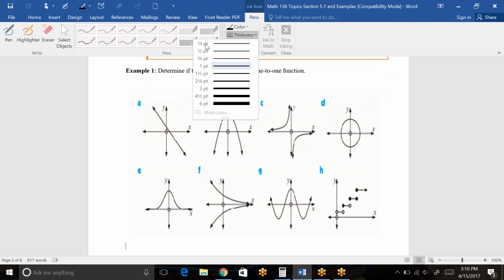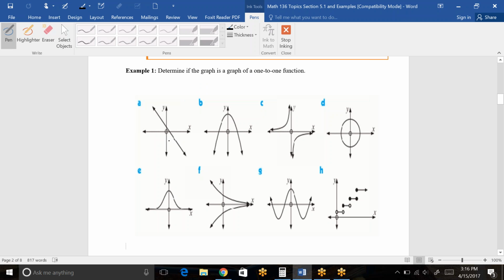This first one here is definitely a function. It passes the vertical line test. It also passes the horizontal line test. Each horizontal line crosses this line only once. So this one would be a one-to-one function. This one passes the vertical line test. Imagine drawing vertical lines all the way through. So this is part B. Each line would only cross the parabola once, but it fails the horizontal line test. So this is not one-to-one, just a function.